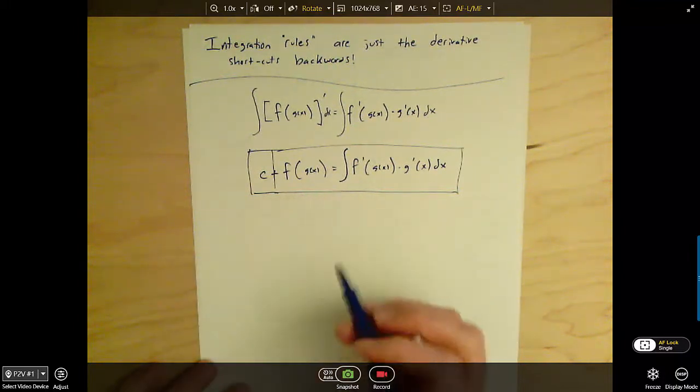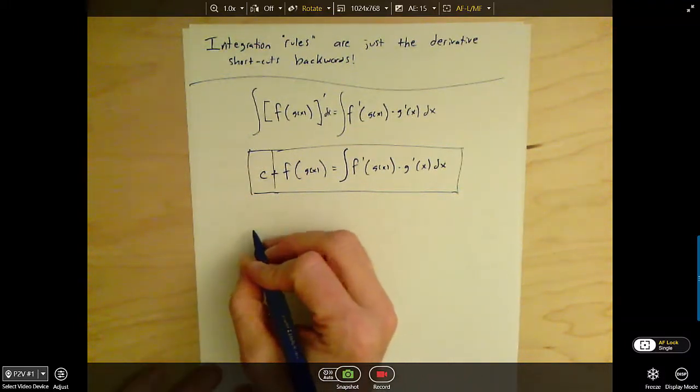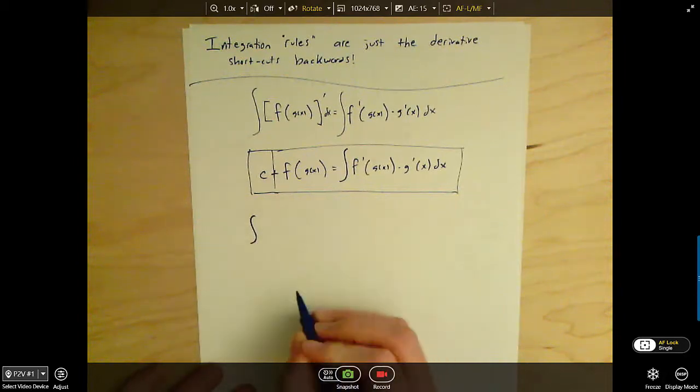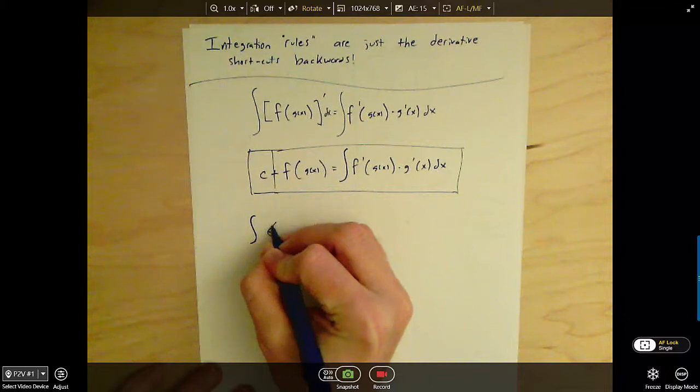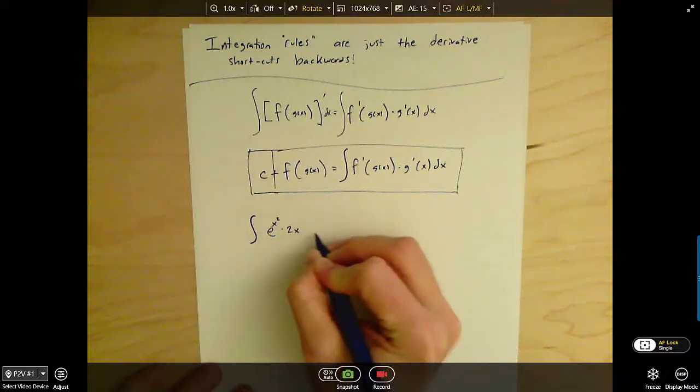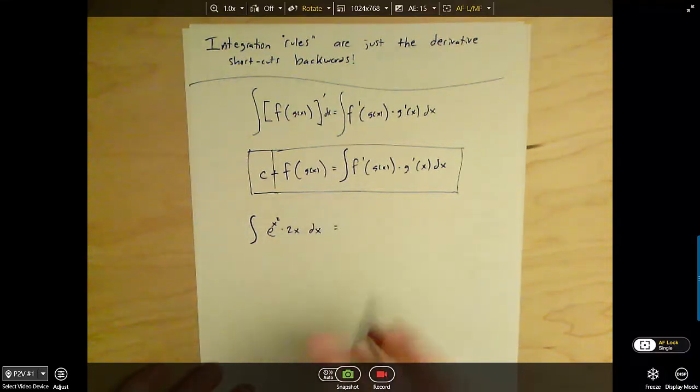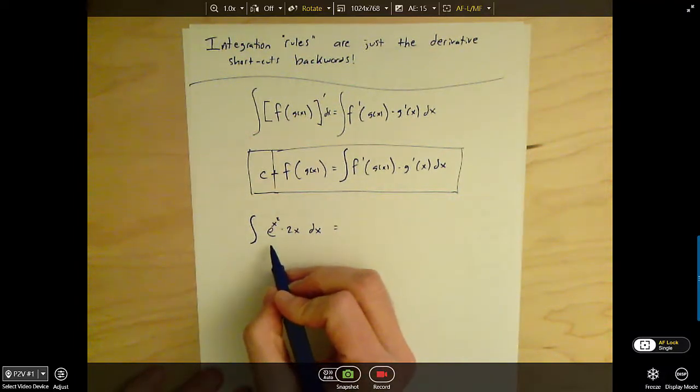Okay, well, this might seem kind of confusing, not at all obvious. So let's do an example that is hopefully familiar from just a second ago. Let's say I've got the integral of e to the x squared times 2x dx. And I wanted to know, what is this integral? Well, you might think of it this way.